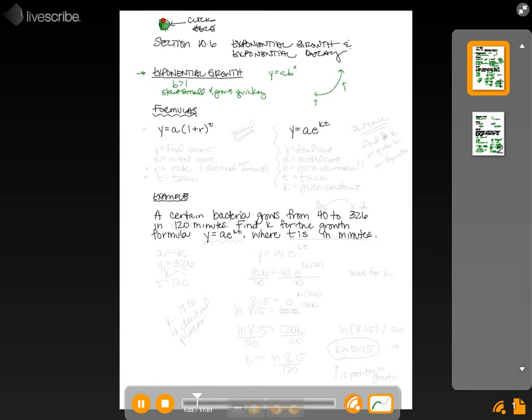They're about the same formula, they're a little different, and you use them in different cases. The first formula here is y equals a times the quantity 1 plus r to the t power. Now the first thing, let's go over the variables. Y is the final amount of whatever you're talking about. That's your ending amount. A is the initial amount.